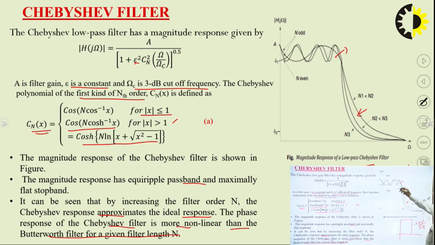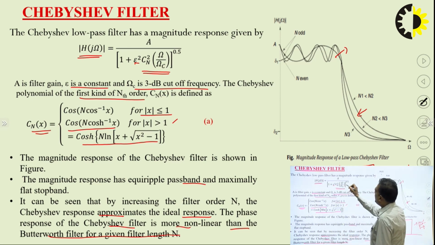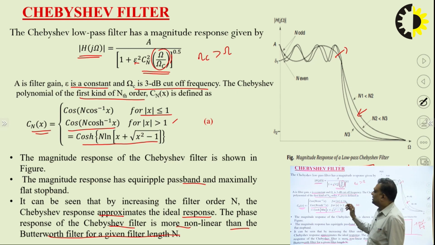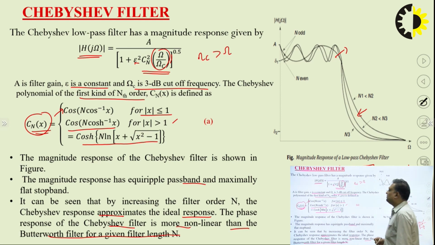Okay. Now we will see again how we get this type of response. The value of the magnitude of H(jω) depends upon the factor Cn square (ω by ωc). When the cutoff frequency ωc is greater than ω, this factor will be less than 1. If this factor is less than 1, then we will use this formula for calculating the value of the Chebyshev polynomial.